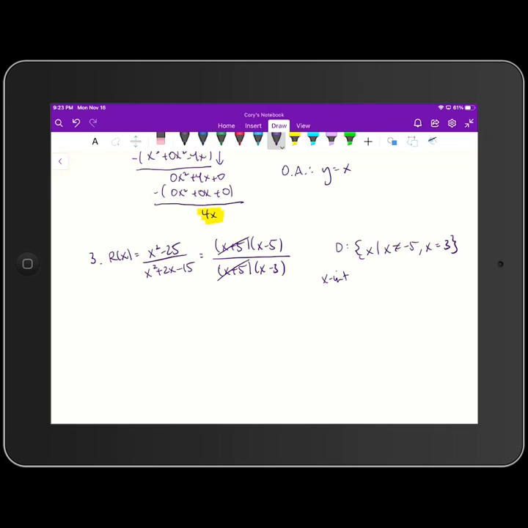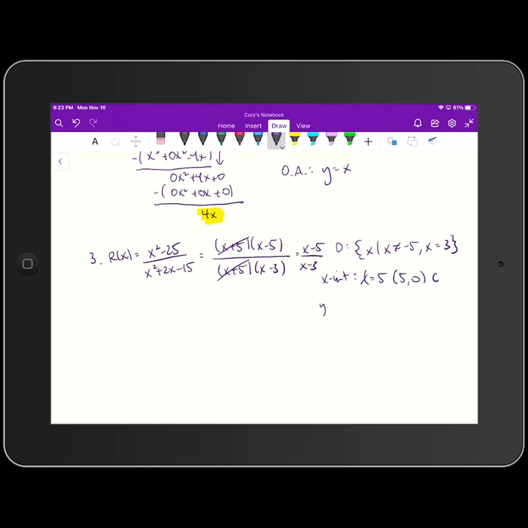Okay, next we want to do the x-intercepts. So the x-intercept here is going to be the 0 of the numerator in lowest terms. So in lowest terms, my function is x minus 5 over x minus 3. So the value that makes our numerator 0 is when x is equal to 5, which is the ordered pair 5, 0.